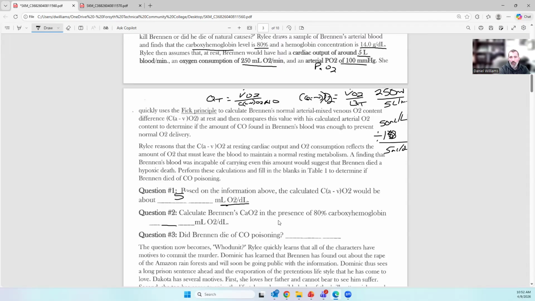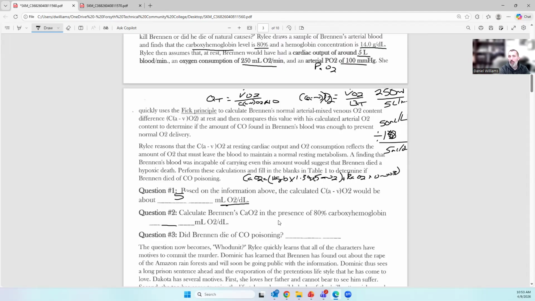So now it says to calculate Brennan's CaO2 in the presence of 80% carboxyhemoglobin. Well, we know the formula for CaO2, and I'm going to write it here because I'll run out of space shortly. CaO2 is equal to hemoglobin times 1.34 times SaO2 in parentheses, plus PaO2 times 0.003.